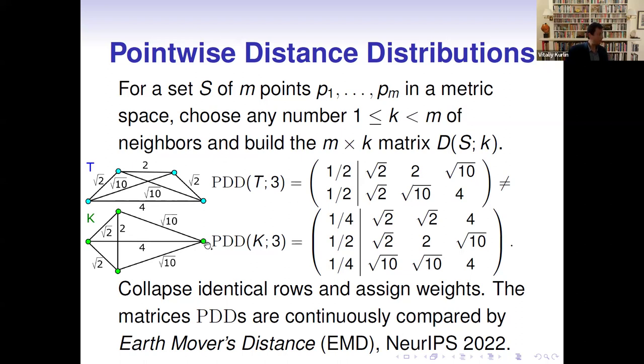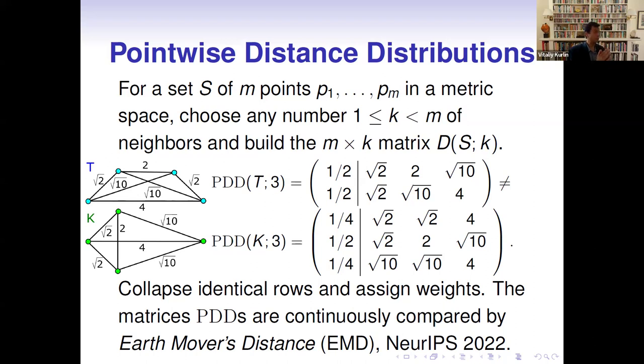Now, the kite example has a different PDD matrix, as you can see. There is also some symmetry, so there is a collapse of rows for these two symmetric points, right? But the matrix has three different rows now. So the invariant obviously became stronger because, roughly speaking, we have split our distances per point. Previously they were all together in one distribution. Now we have split them per point. Questions?